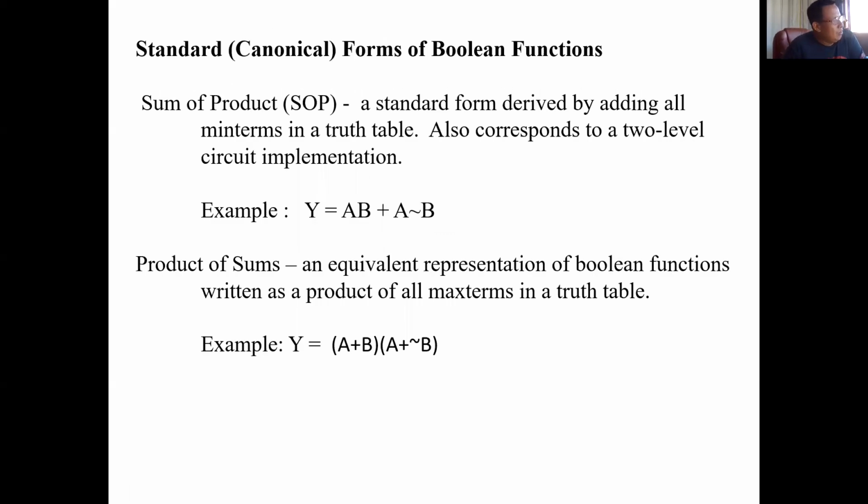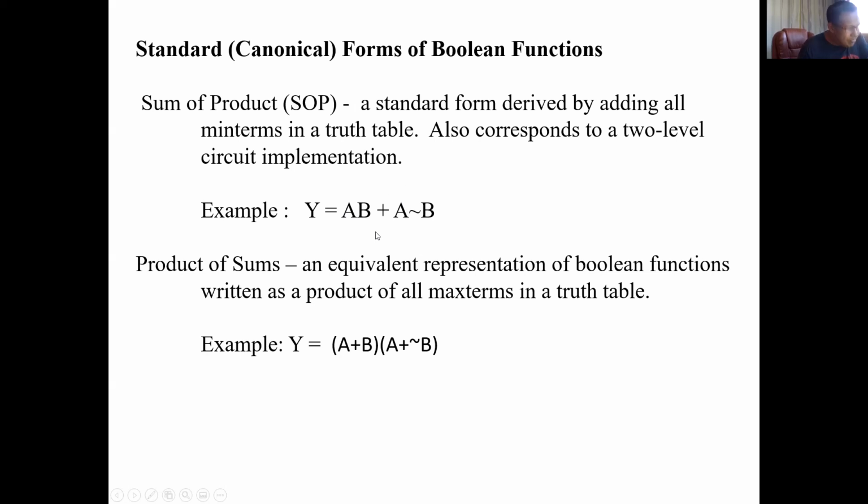What are the standard forms in which you can write a Boolean function? It's like the standard algebraic form. The first form is called the sum of products. It's also called the min term form because it's a sum of min terms. So this is a min term form: Y is equal to AB plus A not B.